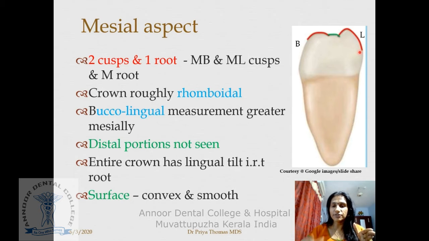If this is your mesial surface and this is your distal surface, from the mesial part towards the distal part, the crown is going to converge. So that is why you cannot see any other part of the tooth from the mesial aspect, because your mesial aspect is going to be much broader. Then, when you take both buccal and lingual parts, you will always have the crown tilting towards the lingual aspect. So the crown has a convergence, or a tilt, towards the lingual aspect. If you observe, the surface is going to be smooth and convex.